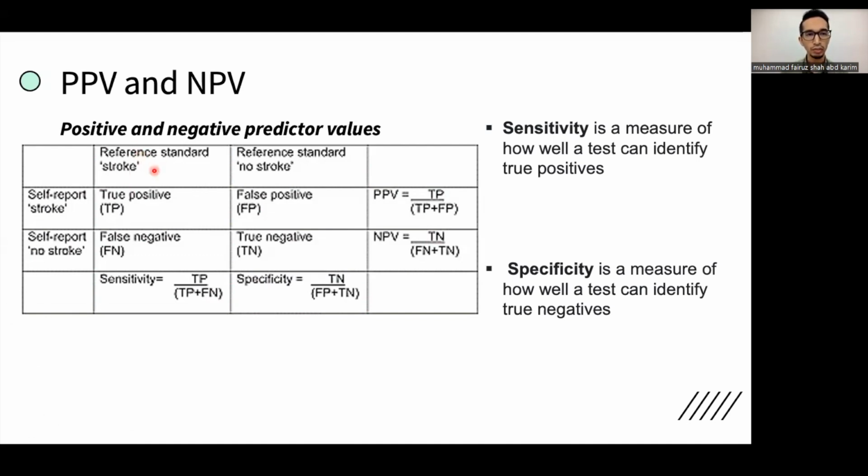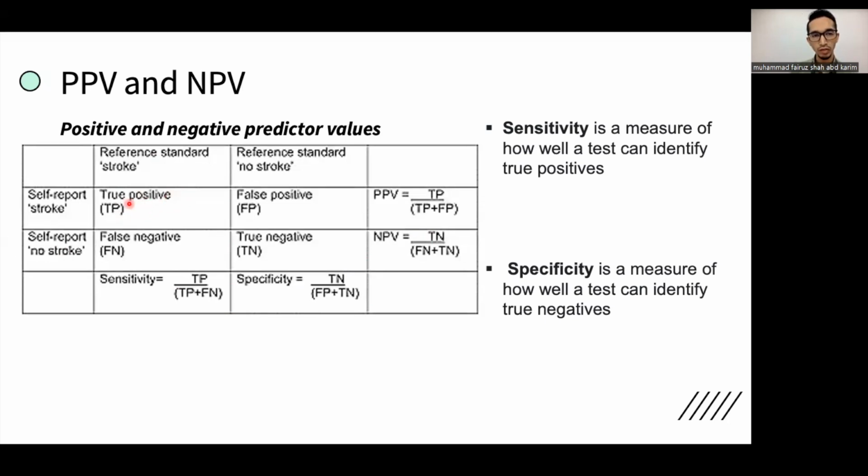So the top column mentioned here is positive disease. This is negative disease. This is positive test. This is negative test, right? Sensitivity means how good the test is at picking up, among the population that is tested positive, those who do have the disease. So how do you calculate that?